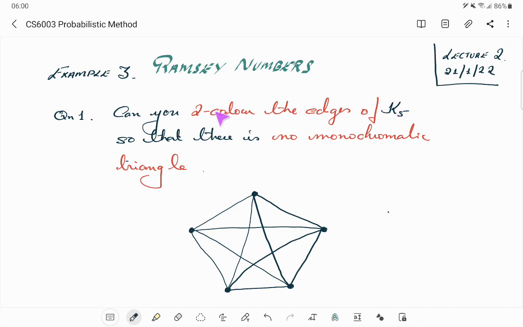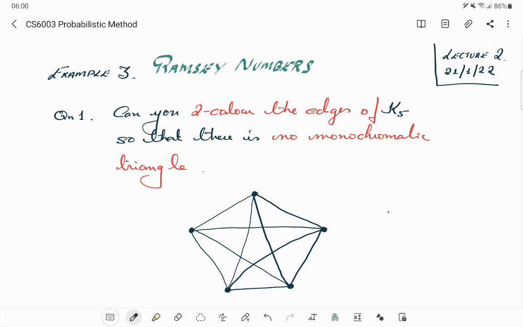Now let me clarify, because we will be using the phrase "two color the edges" almost always in this lecture. We'll use this a million times in this lecture, so please let me define that carefully. When you say two color the edges of a graph, what is meant is you have a bag of two colors, let's say red and green, and each edge of the graph has to be colored either red or green. Every edge should get a color.